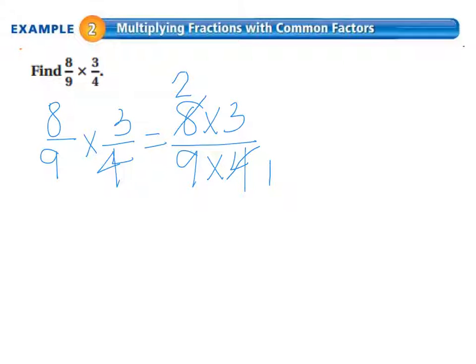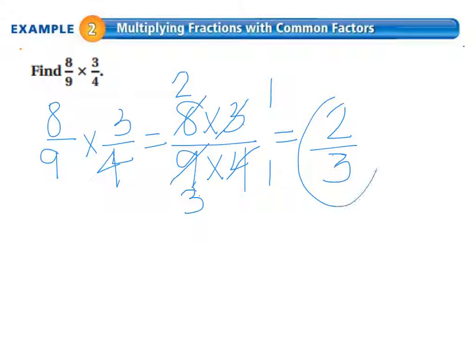change our value. And I see that I have a 9 and a 3. 3 is a factor of 3. It goes into 3 one time, and 3 goes into 9 three times. So again, I'm dividing both by 3. 3 over 3 is the same as 1, so I'm not changing the value of my fraction. And now I can multiply 2 times 1 is 2, and 3 times 1 is 3. So 8/9 times 3/4 is the same as 2/3.